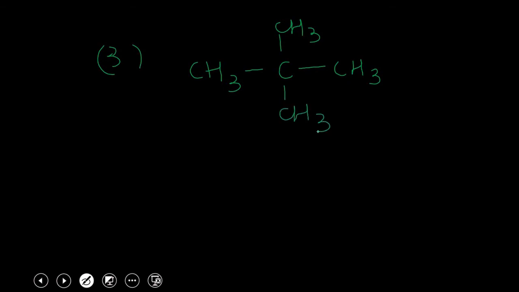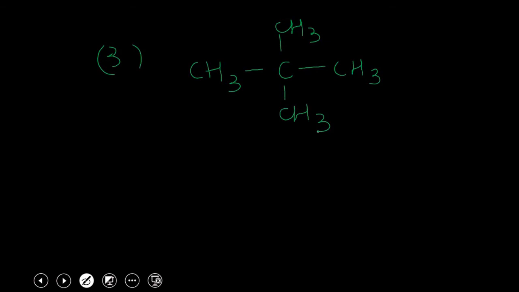I will take a chain of 3 carbon atoms. So CH3, then second carbon atom, as there will be 2 branches, so no hydrogen will be there on the second carbon atom. So this is the fourth carbon atom, CH3, this is CH3. So this is the third isomer. Here you can see it is having the same molecular formula but different structure.